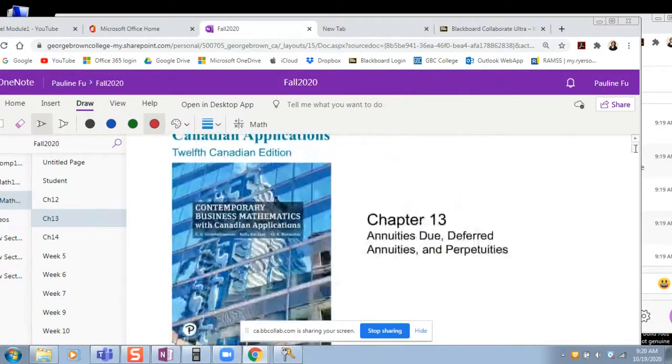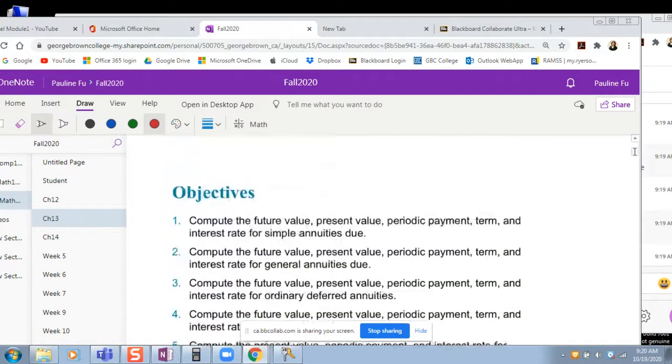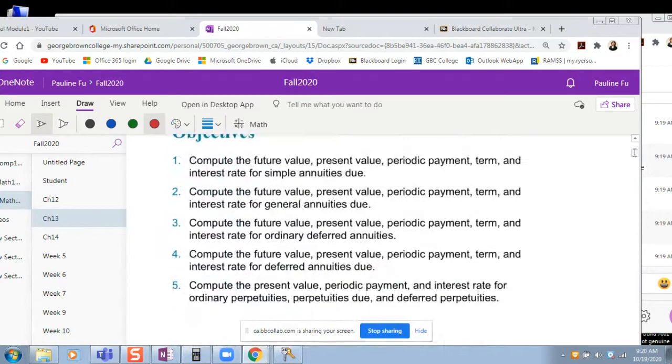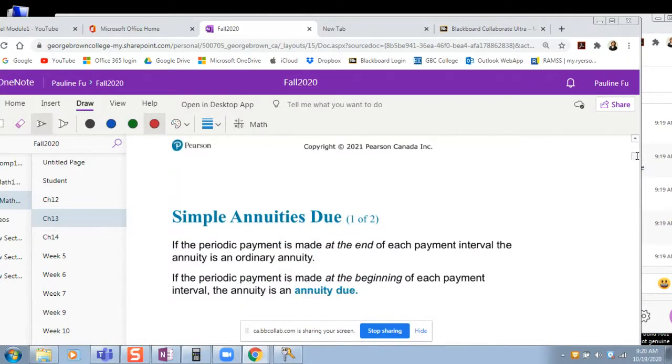All right. So now I will present Chapter 13. Chapter 13 is about annuities due, deferred annuities, and perpetuities. So first, we present Chapter Session 1. Session 1 is simple annuity due.